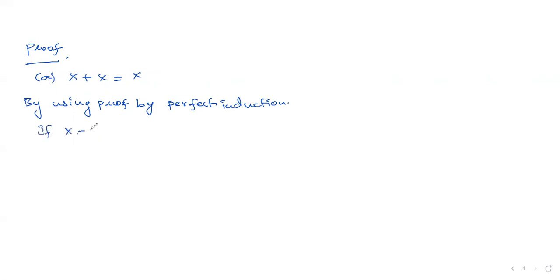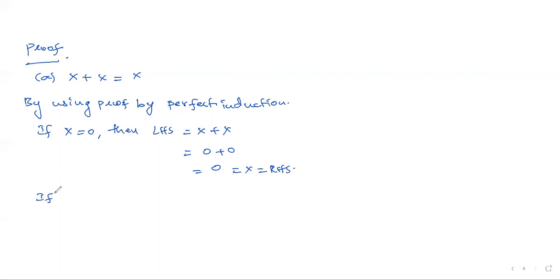If x value is 0, then LHS we are going to take as x or x. 0 or 0 will be 0. That is what we have taken as x value, we will be getting as RHS.